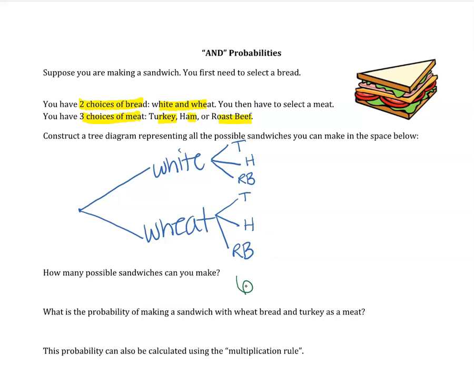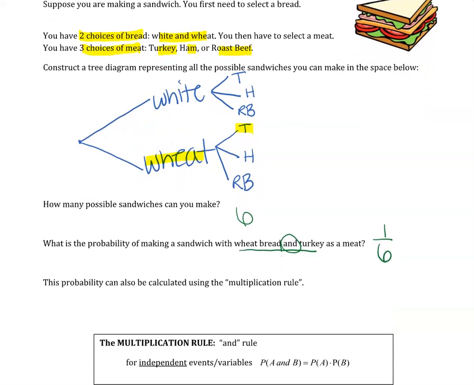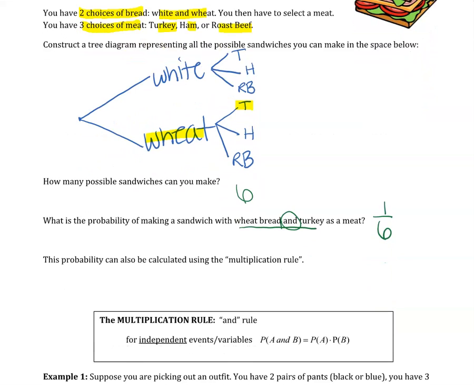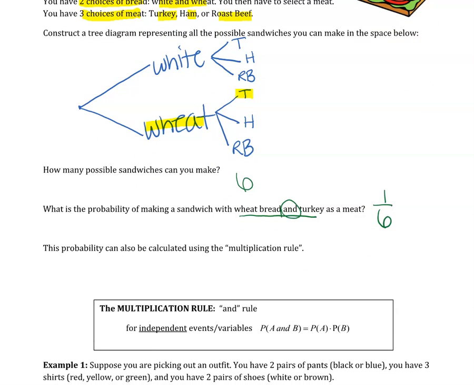What is the probability of making a sandwich with wheat bread and turkey as a meat? Well, if I go to my tree diagram, picking wheat and picking turkey would be 1 out of my possible 6 options. So that would be 1/6. This probability can also be computed using something called the multiplication rule, which you guys are actually seeing right down here. This says that for events that are independent, so meaning they have no influence on each other, right? Me picking wheat had no influence on whether I was going to pick turkey. I can just multiply the probabilities together is what this is saying.